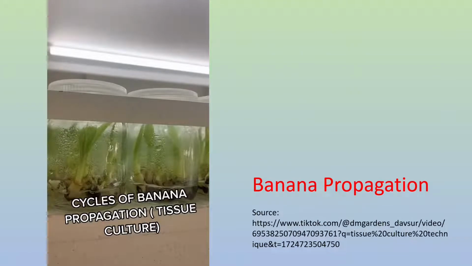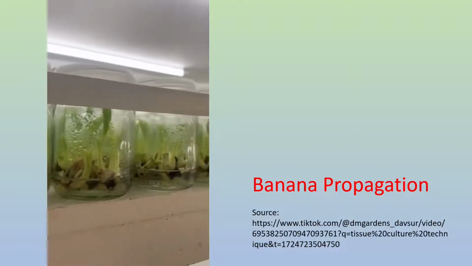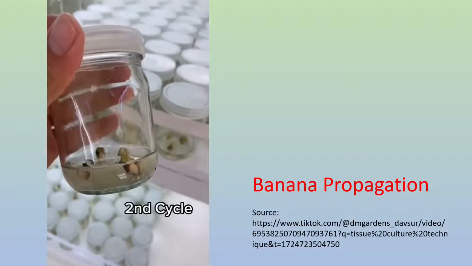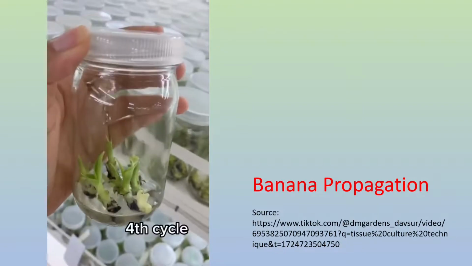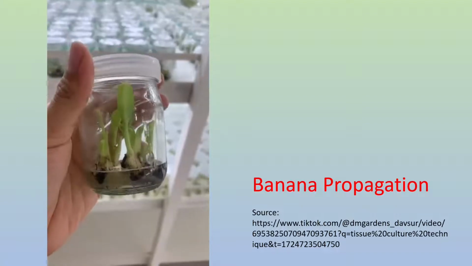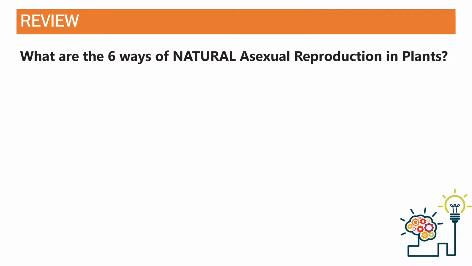Here's another video about tissue culturing, this time around how to propagate banana. Cycles of banana propagation tissue culture. First cycle. Second cycle. Third cycle. Fourth cycle. And then you can now see how the banana would be growing inside of the bottles from a little piece of plant tissue.